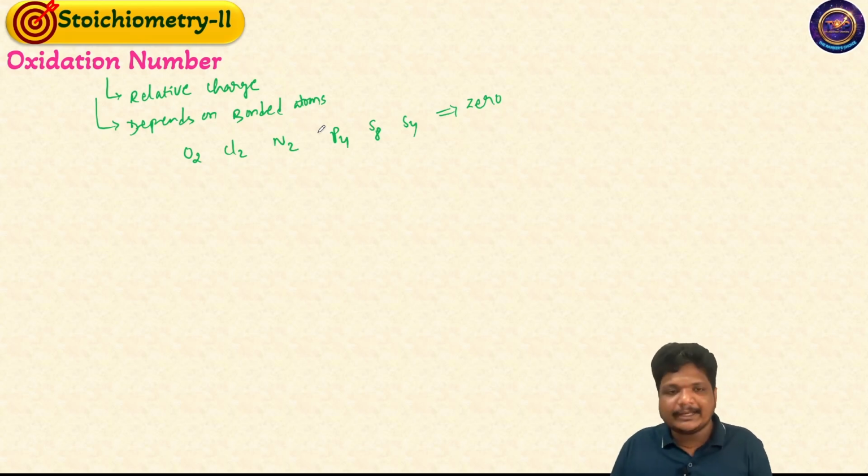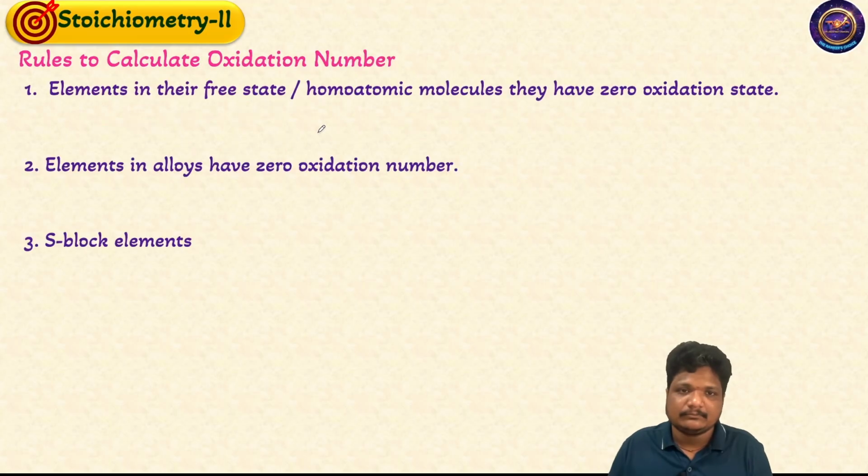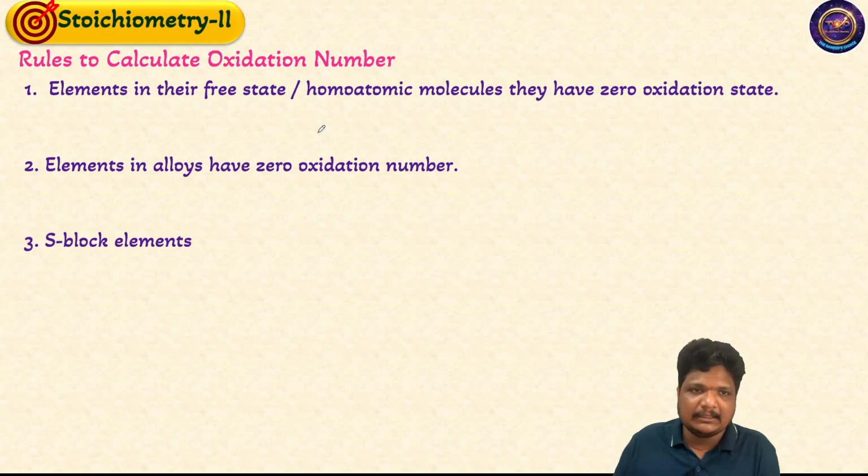We can observe approximately a total of 13 rules to calculate these oxidation numbers. Now I will explain each rule in the next slide. Now here are the rules to calculate oxidation number.